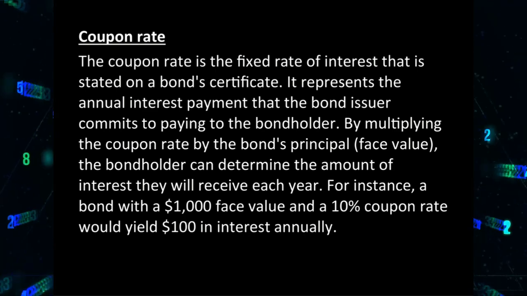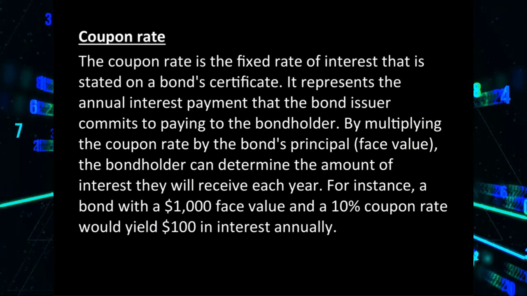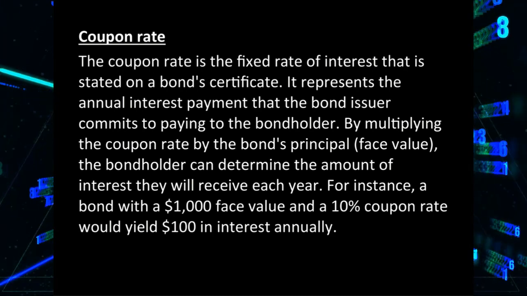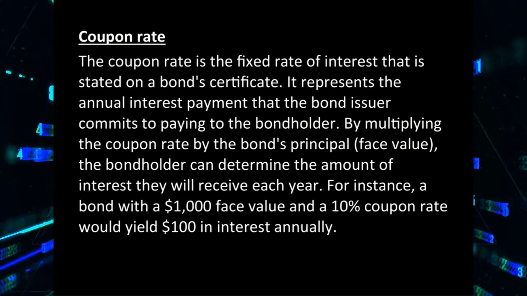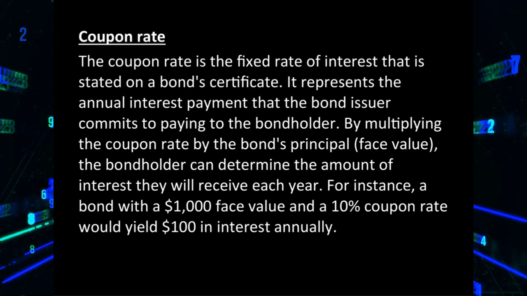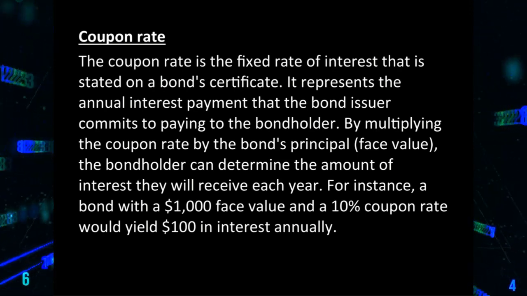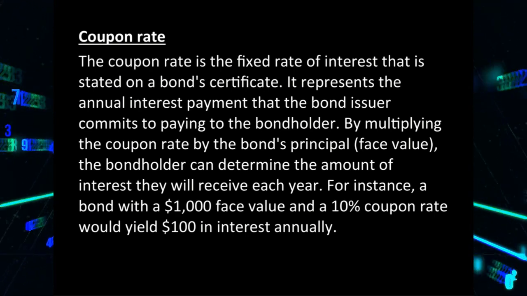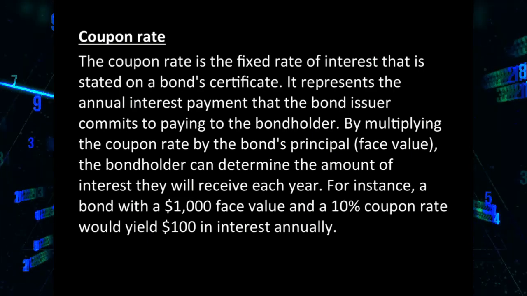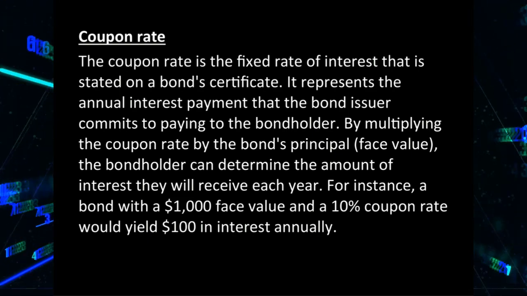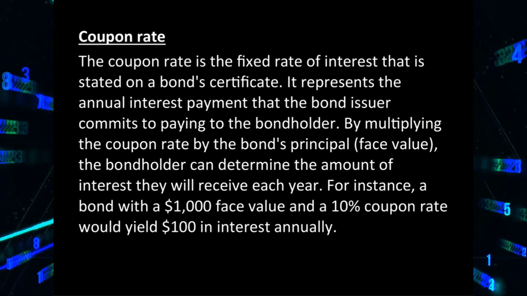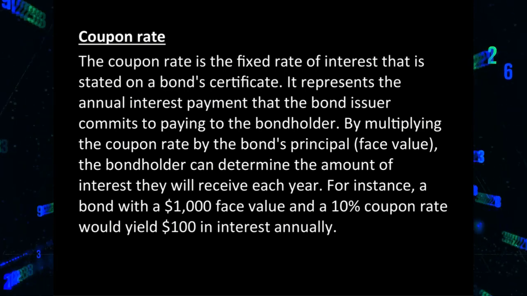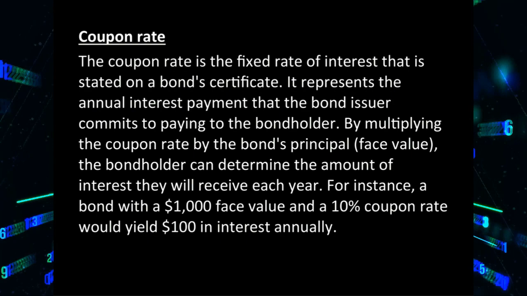Coupon rate. The coupon rate is a fixed rate of interest that is stated on a bond certificate. It represents the annual interest payment that the bond issuer commits to paying to the bondholder. By multiplying the coupon rate by the bond's principal, or face value, the bondholder can determine the amount of interest they will receive each year. For instance, a bond with a $1,000 face value and a 10% coupon rate would yield $100 in interest annually. This rate remains constant throughout the bond's lifespan and is used to calculate the bond's regular interest payments. The coupon rate is distinct from the bond's yield, which considers the prevailing market price and the total payments over the bond's life.